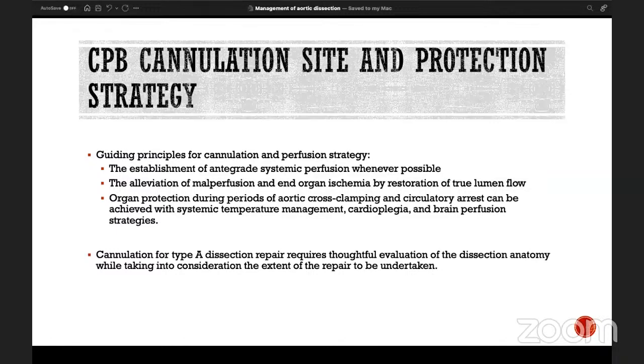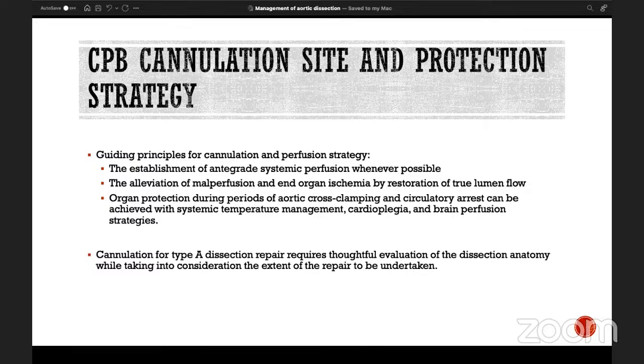Usually there is a lag between the two. Core temperature lags about 3 or 4 degrees behind the nasopharyngeal temperature. Core body is for coming off bypass. Nasopharyngeal is for initiating the circ arrest. Okay. Another important thing in the anesthesia monitoring is the arterial lines. How many arterial lines are you going to put?